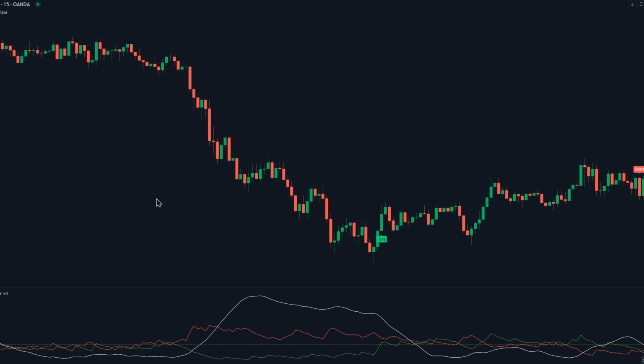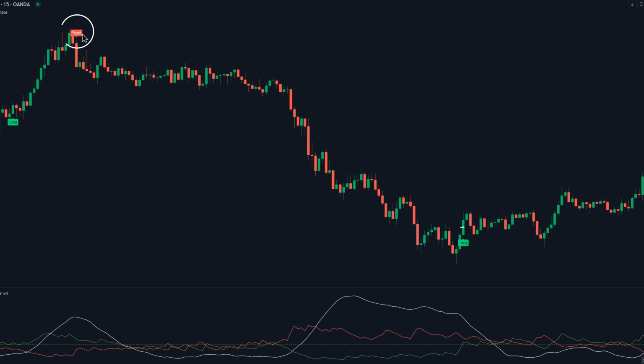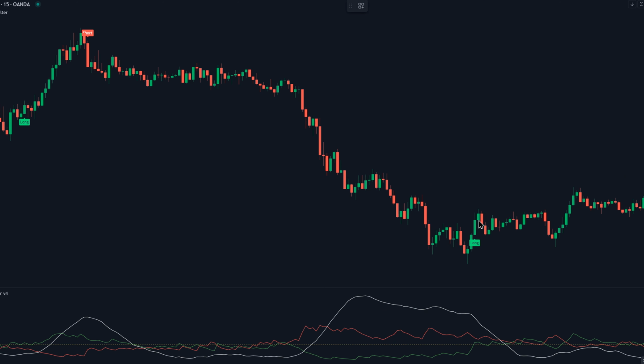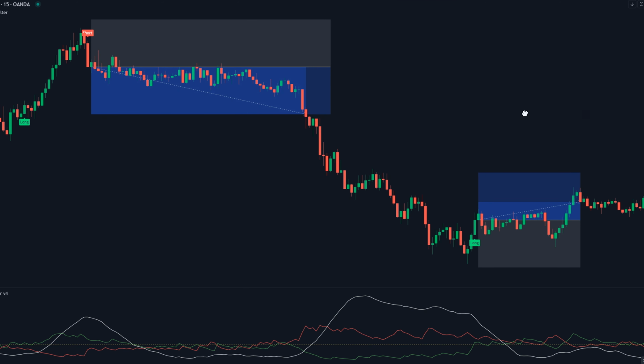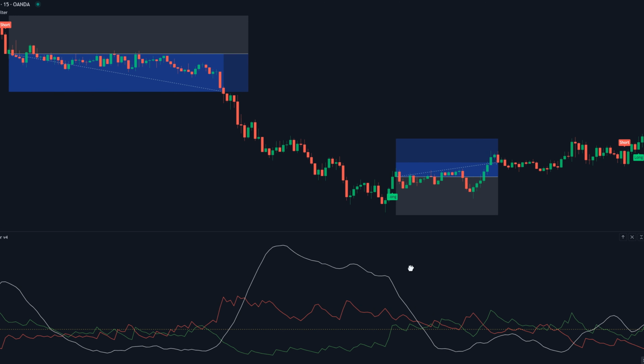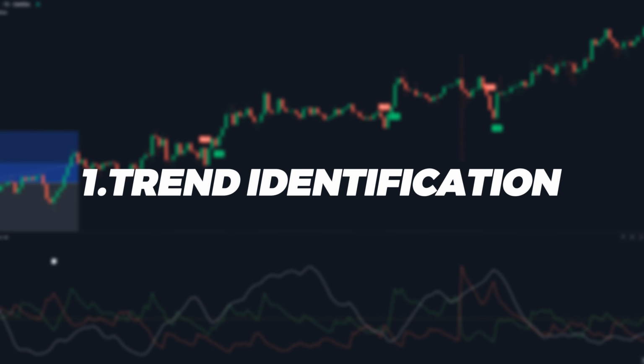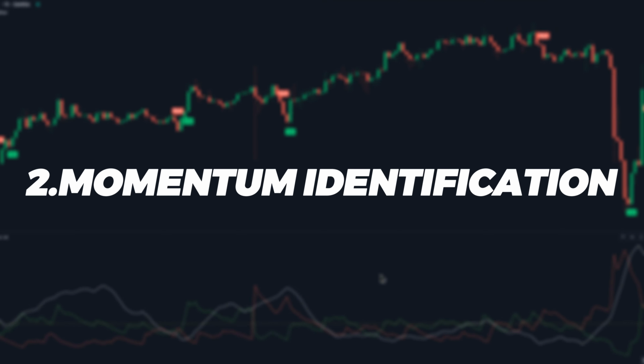Now this strategy uses these two indicators. The twin range filter is going to be giving us the buy and sell signal labels. When it says buy, we buy. When it says sell, we sell. Pretty self-explanatory. The ADX and DI indicator is going to be used for two things. One, trend identification, and two, momentum identification.